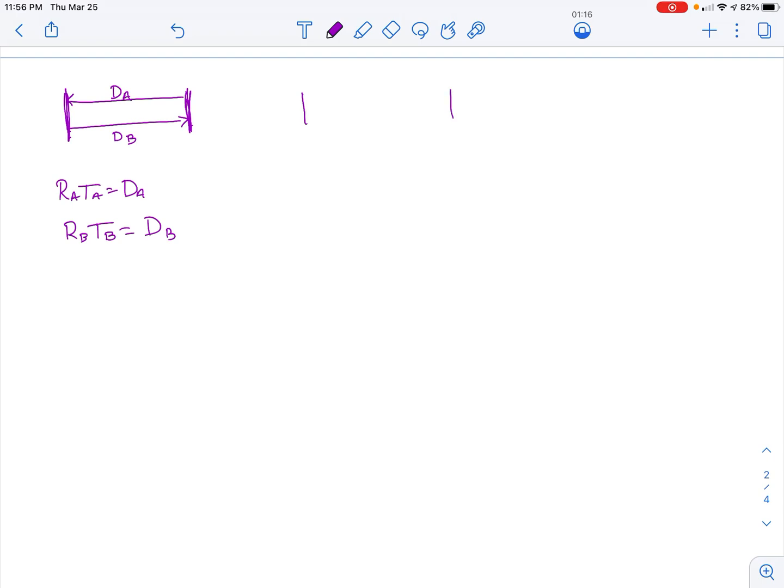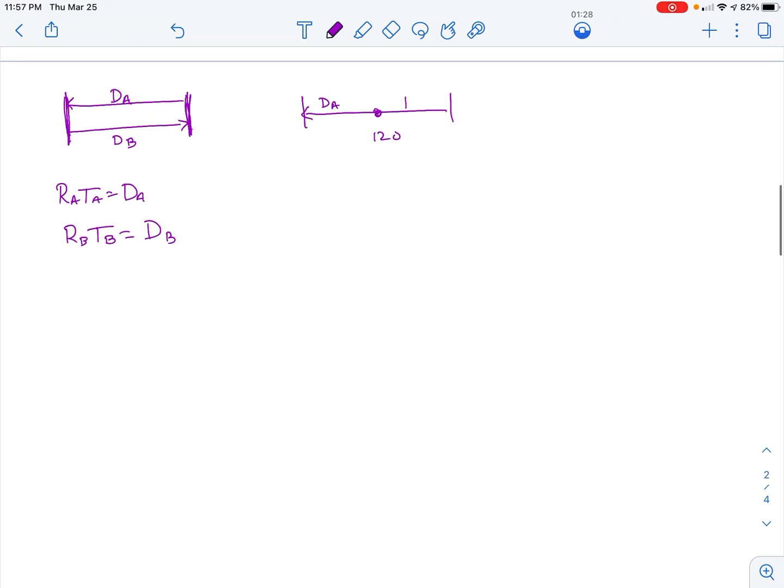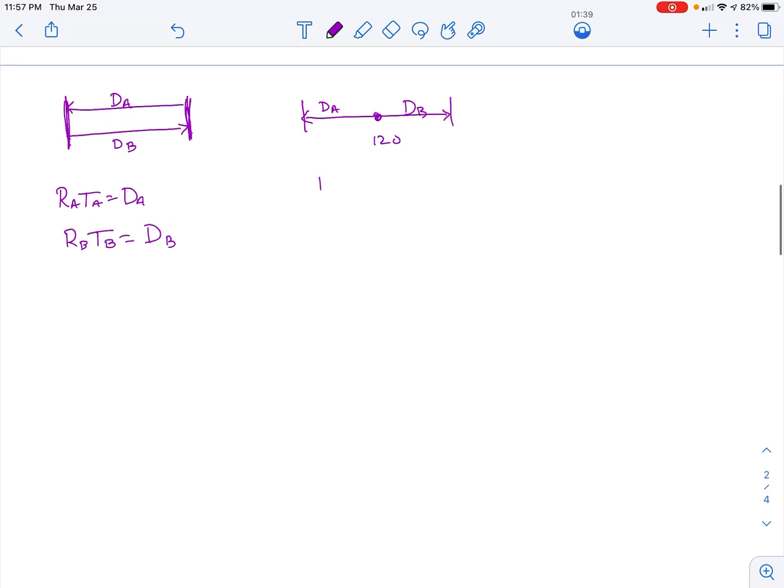We've also seen problems where the distance might look like this. And perhaps we're told that the distance is 120 miles. And we've got a person that's running in this direction, and we have a person perhaps that's running in this direction. Okay, and we know that the total is 120 miles. So you could add together the distance of each runner.